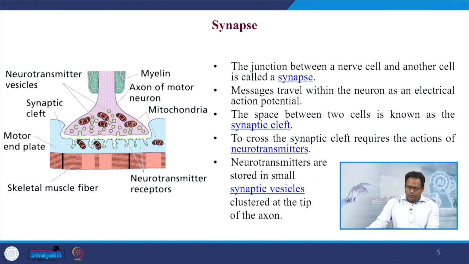Let us talk about synapse now. The junction between a nerve cell and another cell is called a synapse. Messages travel within neurons through electrical signals called action potentials. The space between the two cells is known as the synaptic cleft. In order to cross the synaptic cleft, the action of neurotransmitters is required, which are stored in small synaptic vesicles clustered at the tip of the axon.